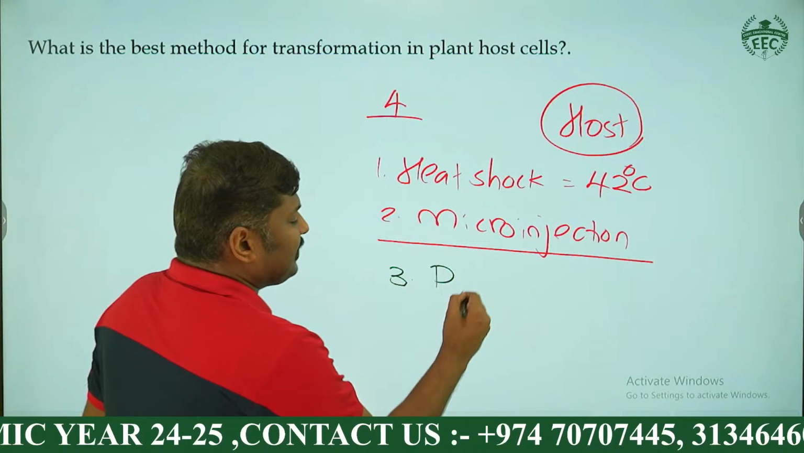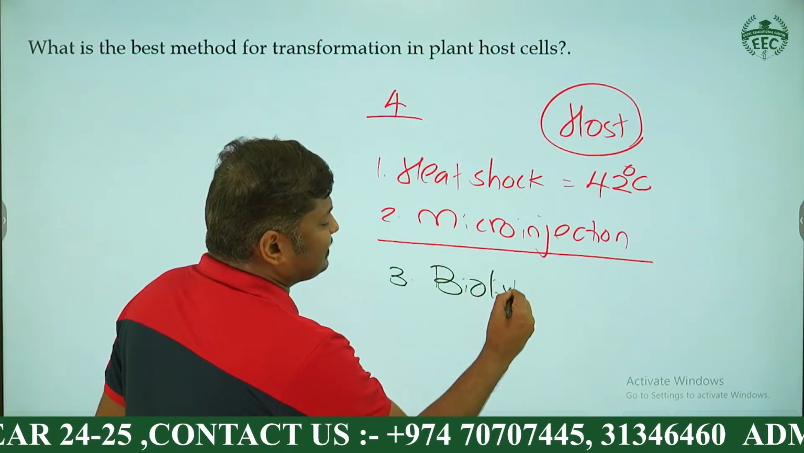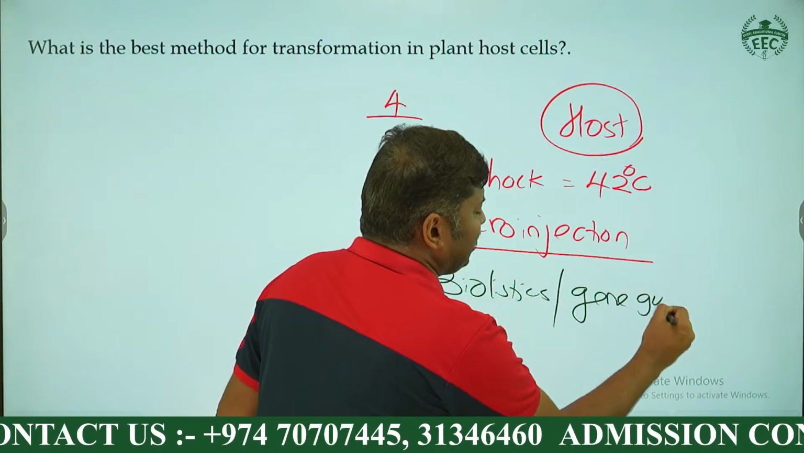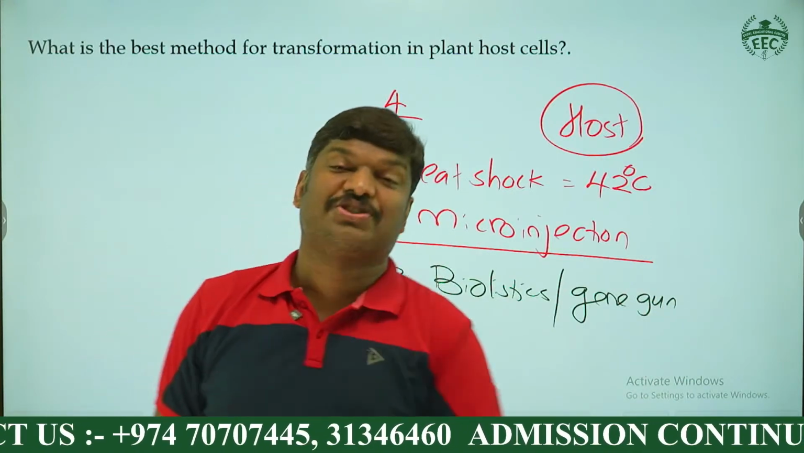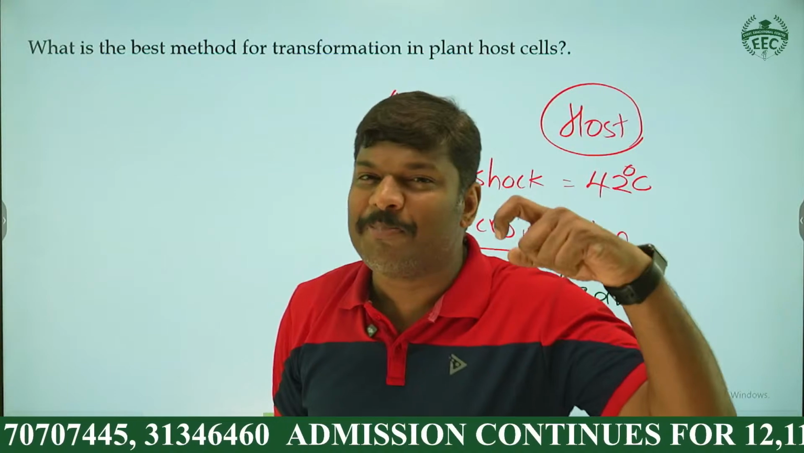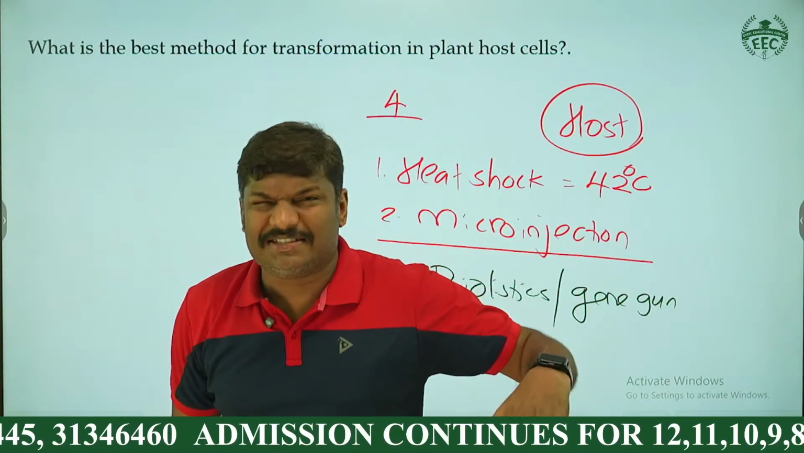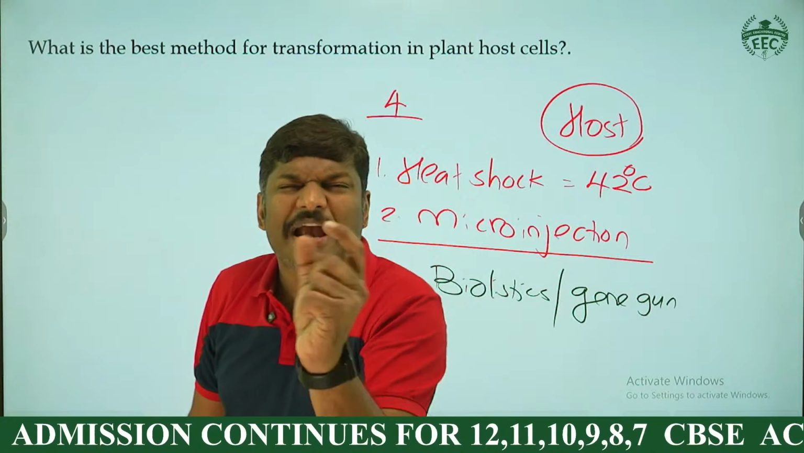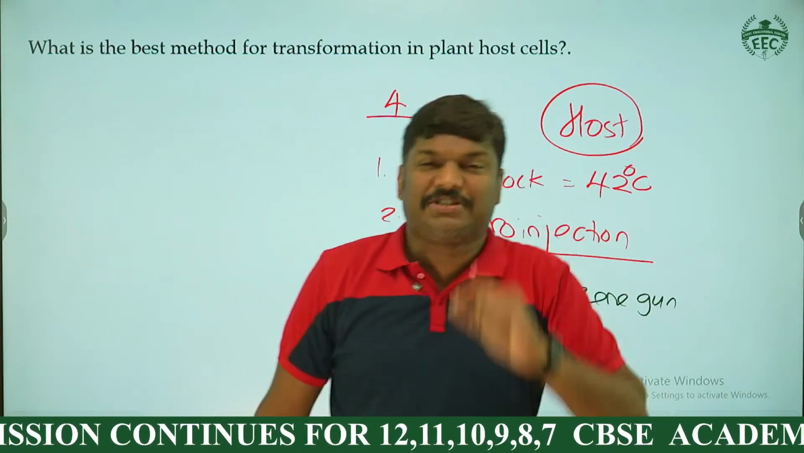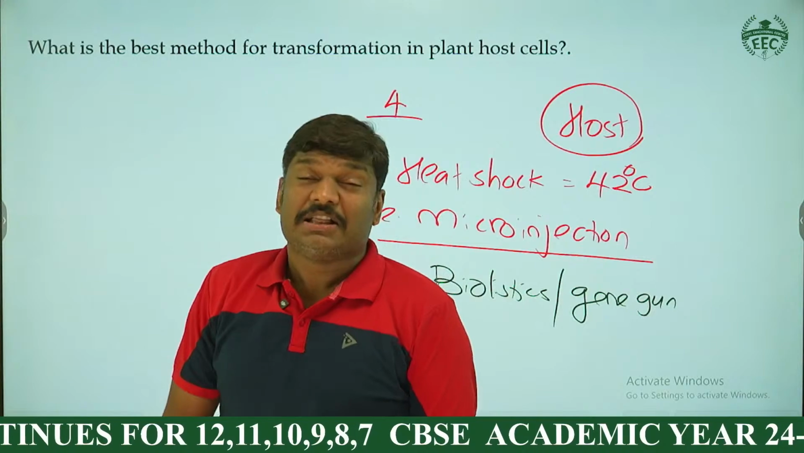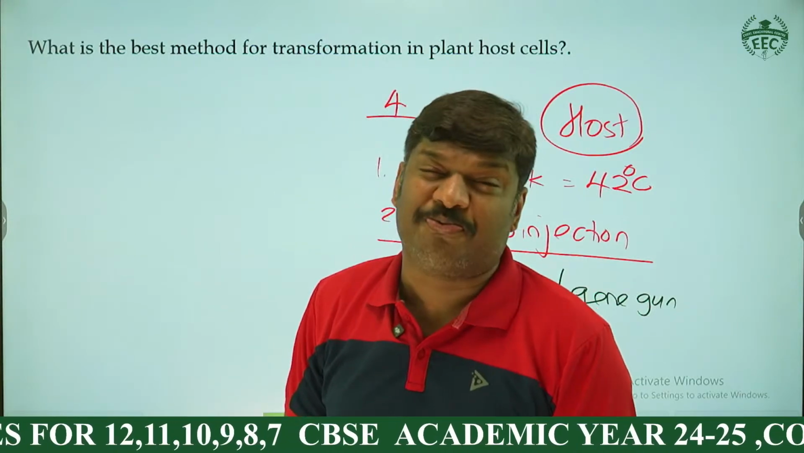The third one is nothing but the biolistics. In your textbook, it is given. Biolistics is also called gene gun, my dear student. Chance for asking that question. Because what is a gene gun? A gun is having bullets, right? Here also the biolistics machine is having special type of microparticles just like bullets. And the microparticles are made up of gold or tungsten.